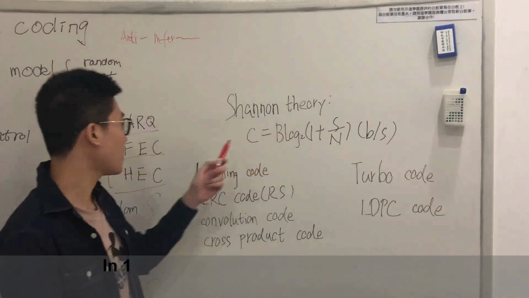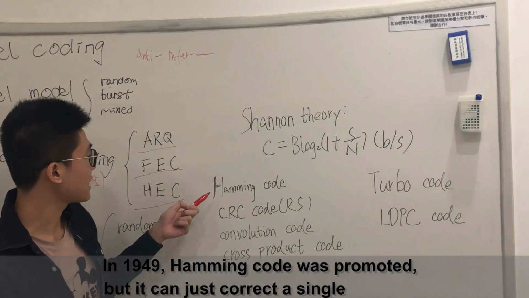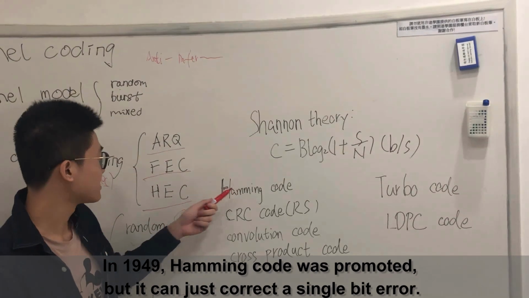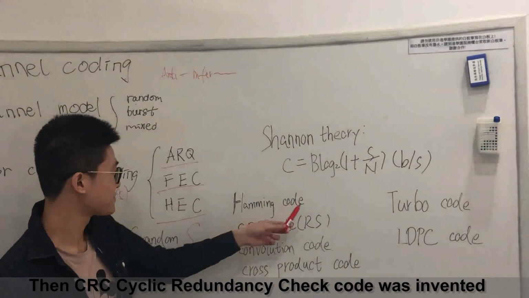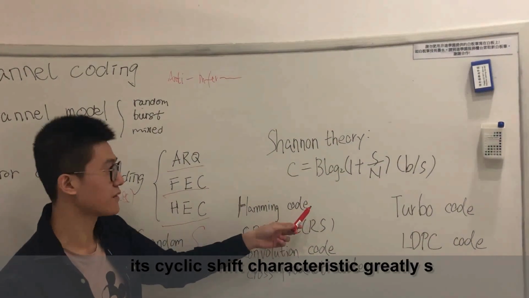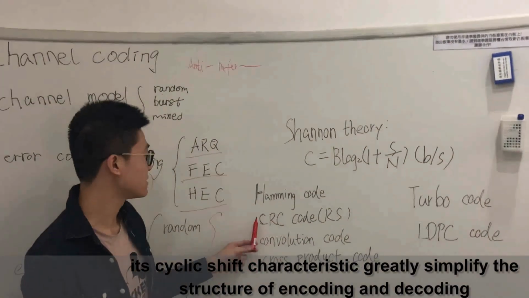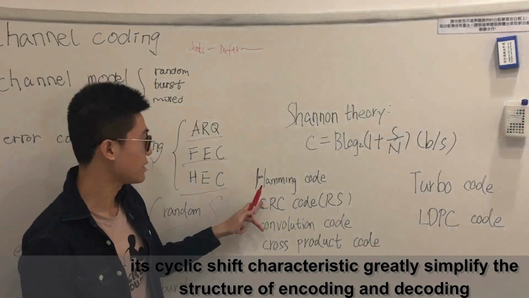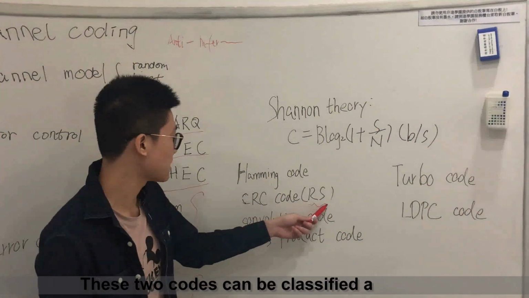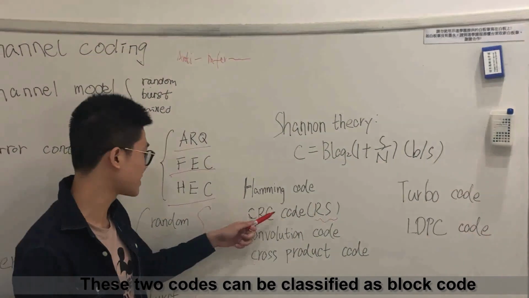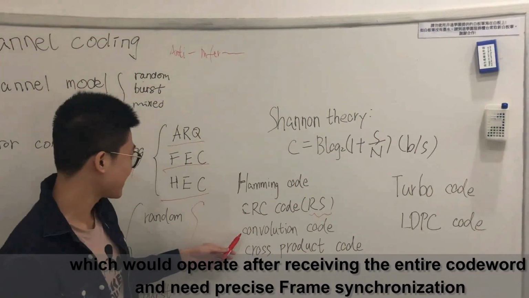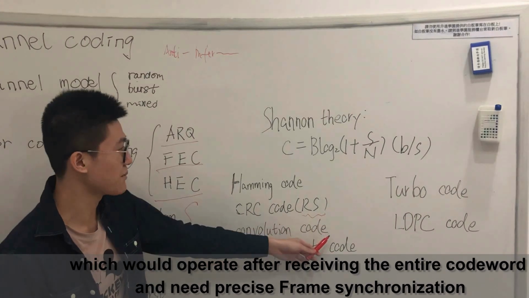In 1949, Hamming code was proposed, but it can only correct a single bit error. Then cyclic redundancy check code was invented. Its cyclic shift characteristic greatly simplified the structure of encoding and decoding. These two codes can be classified as block codes, which operate after receiving the entire code word and need precise frame synchronization.